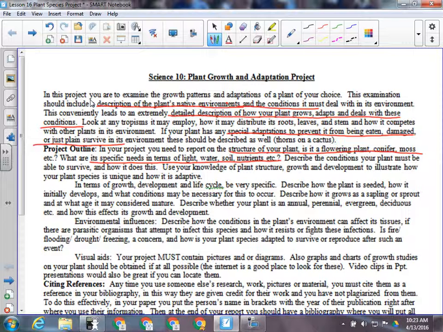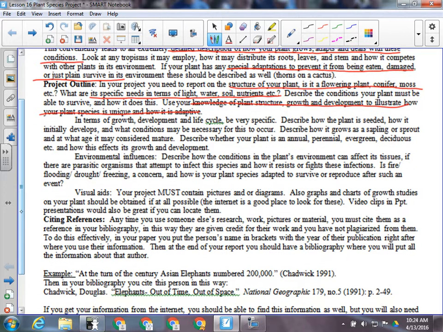Use your knowledge of plant structure, growth, and development to tell me how your plant is unique or adaptive. When we're talking about the growth of the plant, be specific. We talked about that up here a little bit. How is it seeded? What does it need to grow before it becomes mature? Are there any developmental stages where it's especially vulnerable? Stuff like that. Describe whether your plant is annual, perennial, evergreen, deciduous, etc.